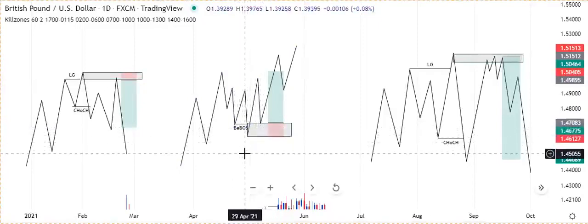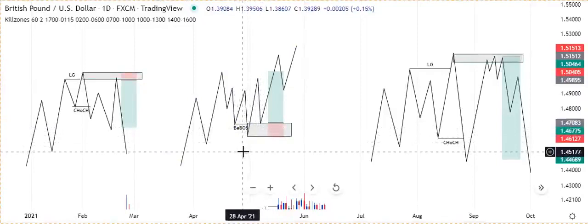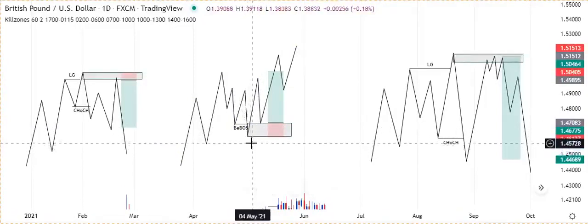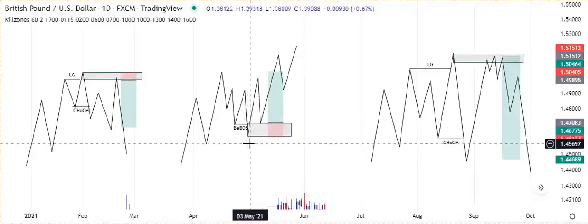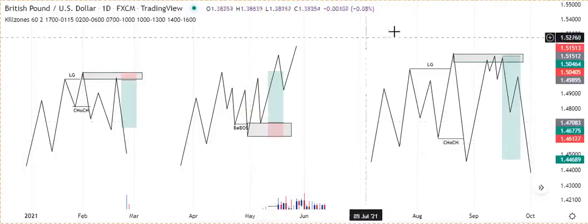Are we saying that it's going to be 100%? No. There's nothing set in stone when it comes to the market. But at least something that gives you 80% accuracy is a good deal. It's a good deal. So that's the second way.